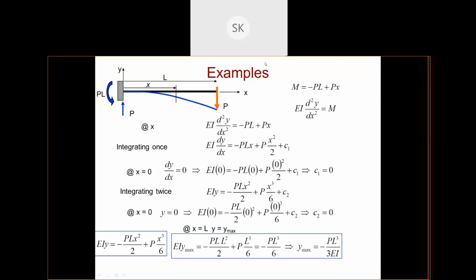Okay. Any confusion in this part? Please type in the chat box any confusion in this part and I'll move forward to another example.